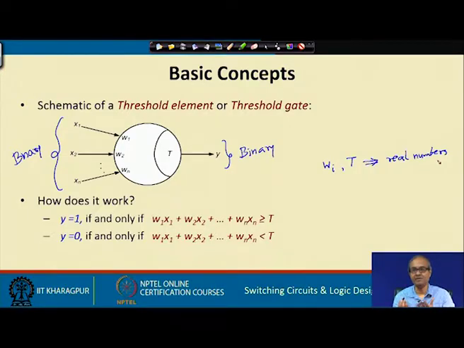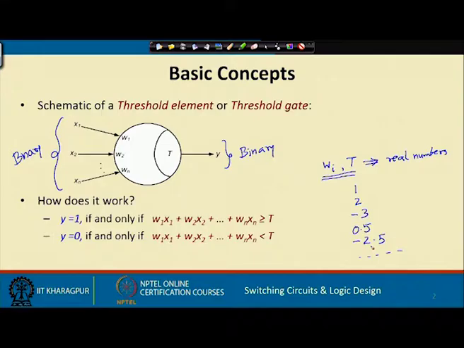Real numbers can be integers, they can be fractions, they can be negative also. They can be any arbitrary numbers. For example, these weights and threshold values can be 1, they can be 2, they can be minus 3, 0.5, minus 2.5, etc. You can have integer numbers, and also numbers with fractional points, both positive and negative. Now, the way the output gets decided is as follows.